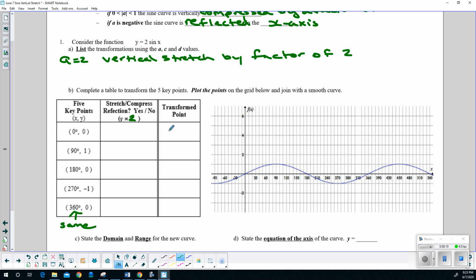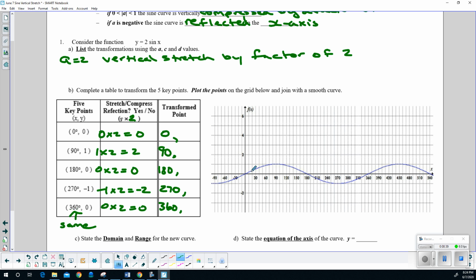Okay, so my x's are all going to be 0, 90, 180, 270, and 360. So the cycle itself doesn't change, but my y value definitely will change. So let's see. We've got a y value of 0, so 0 times 2, oh, well, that's just 0. 1 times 2, well, that gives me 2. 0 times 2, oh, I love multiplying by 0. That's easy. Negative 1 times 2 gives me negative 2, and 0 times 2 gives me 0.